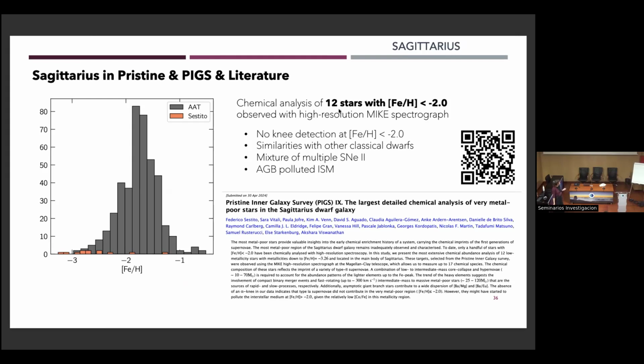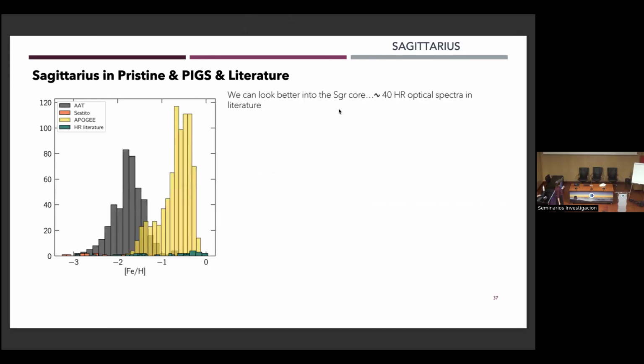So Sagittarius was enriched by supernova type 2, at least at this lower metallicity, but there was also a higher contribution from AGB stars. Then if we move to another metallicity regime, and I'm always talking about the core of Sagittarius, I'm not studying the streams, so this picture would be different if we looked at the Sagittarius stream, but this is always for the core. We have the data from APOGEE that observed fields in Sagittarius, much more metal-enriched than the AAT spectra, and then there are around 40 high resolution measurements available from the literature.